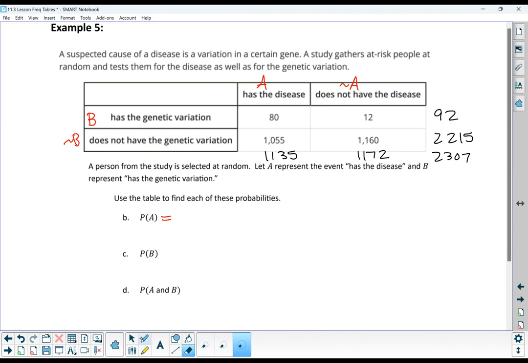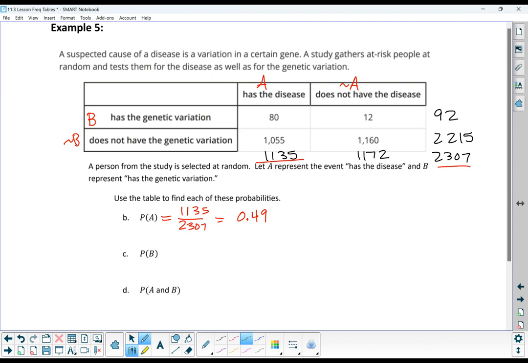So the probability of A is going to be 1135 divided by 2307. So it's the ones that have the disease out of the grand total, which gives us 0.49. I'll just do 2 decimal places here.